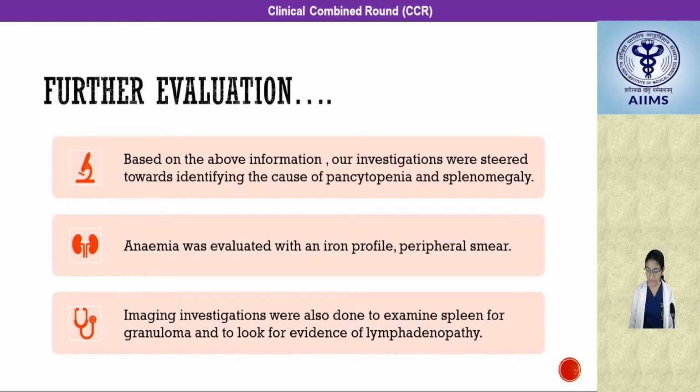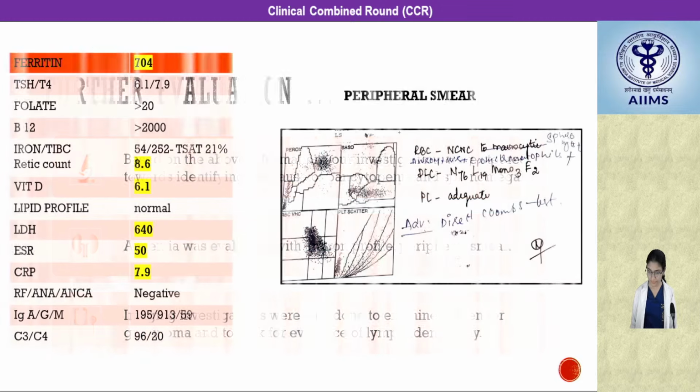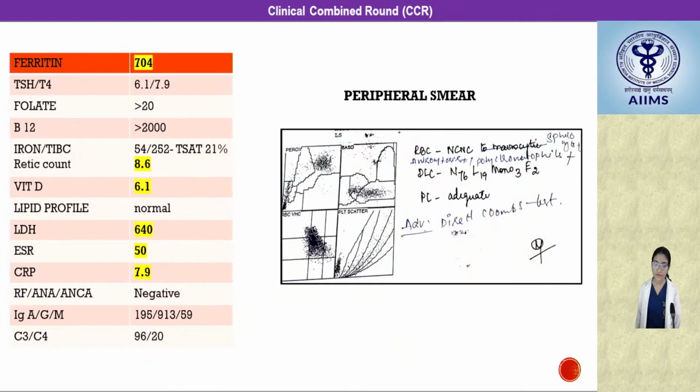We evaluated anemia using an iron profile and a peripheral smear. We also decided to perform imaging investigations to rule out mediastinal and abdominal lymphadenopathy. On further evaluation, we found that her ferritin was raised at 704. She had an elevated retic count of 8.6, low vitamin D, raised inflammatory markers like ESR and CRP, and raised LDH, and her autoimmune profile was negative.